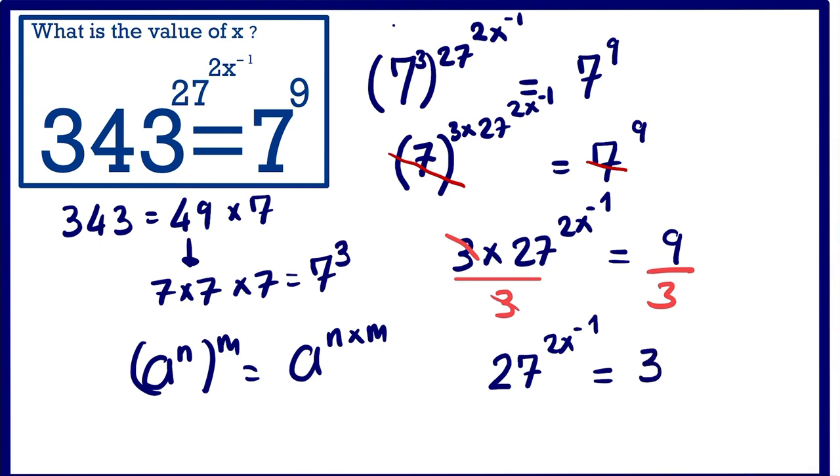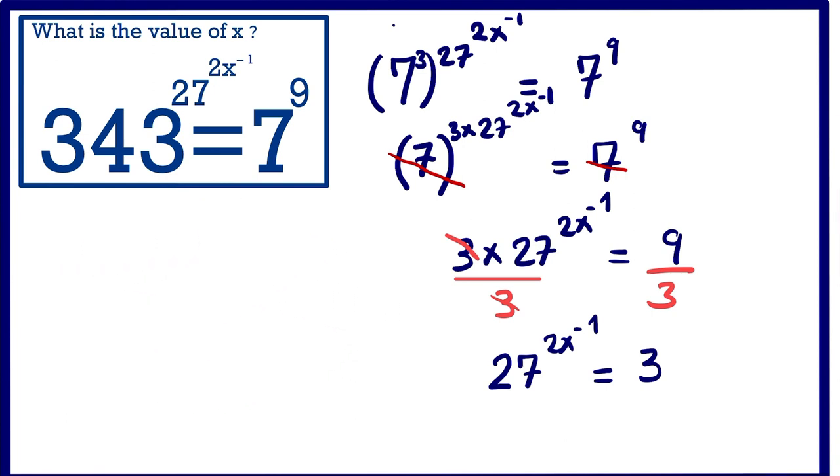Okay, so let's proceed. So looking at our equation again, we can see that the bases are still different. So we have 27 and here we have 3. Okay, so 27 itself is 3 to the power 3. So we are going to have bracket 3 to the power 3, bracket, 2x to the minus 1 should be equal to 3 to the power 1, because 3 is 3 to the power 1. So we can apply the law of indices.